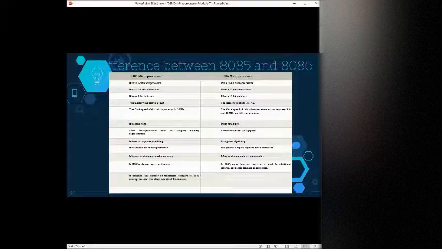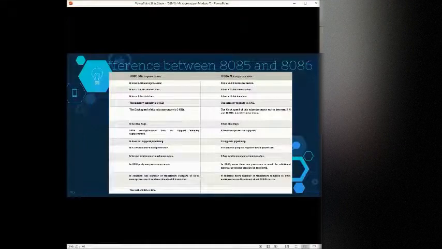The 8085 contains fewer transistors compared to the 8086 microprocessor. It contains 6,500 transistors only, while the 8086 contains about 29,000. The cost of 8085 is very low, and the cost of 8086 is high. Okay, can you understand?